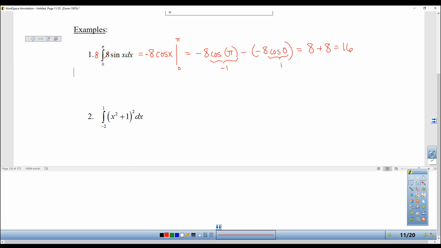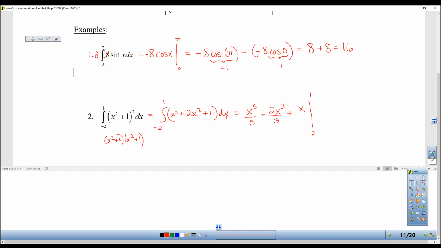Do you remember how to do it? You're going to have to expand. So I'm going to rewrite it. X squared plus 1 times x squared plus 1 is going to give me x to the 4th plus 2x squared plus 1. And now I can integrate. X to the 5th over 5 plus 2x cubed over 3 plus x over 1. And again, I would normally write plus c and call it a day, but instead I'm going to write it from negative 2 to 1.